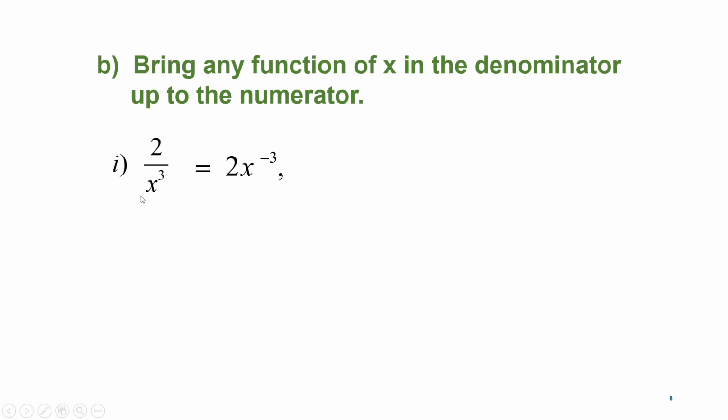How does this work? This also works according to laws of indices. So x power 3 becomes x power -3. Another one, you have 2 over cubic root of x. So this cubic root of x has to come in the numerator. So this is how it's going to be, 2x power -1/3.